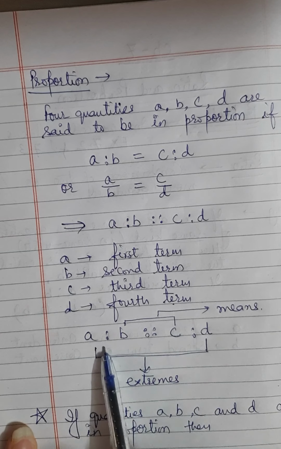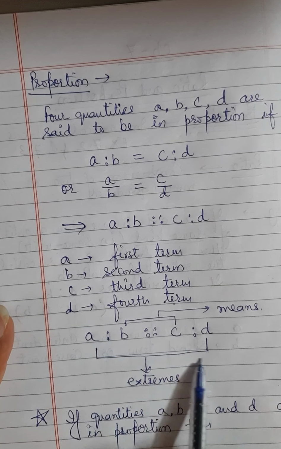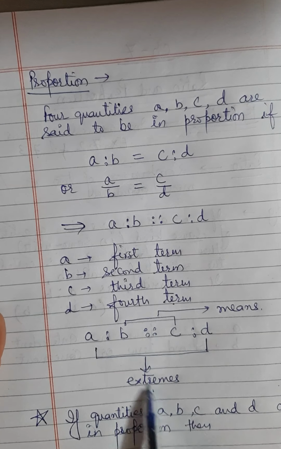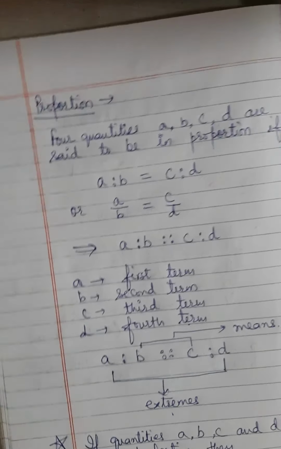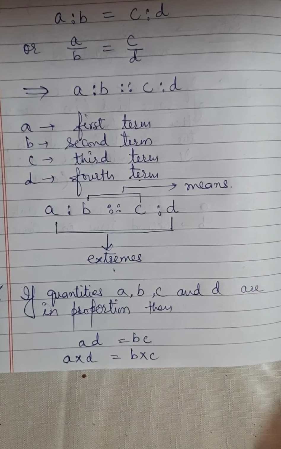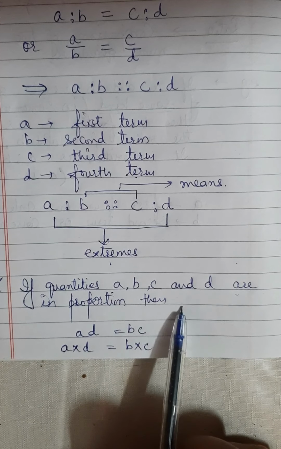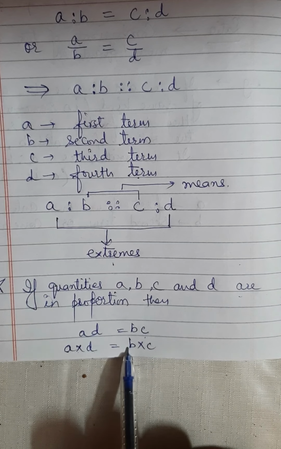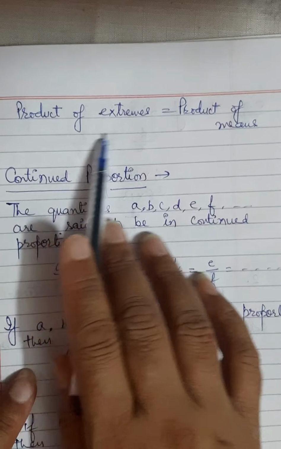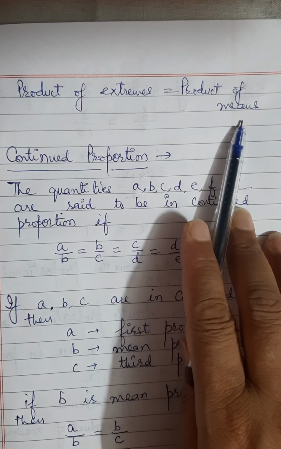And when we write the four quantities like this, then A and D are called extremes, and B and C are called means. We have one rule in proportion. So you can see here, if quantities A, B, C, D are in proportion, then AD is equal to BC. Or you can say it as product of extremes is equal to product of means, right?